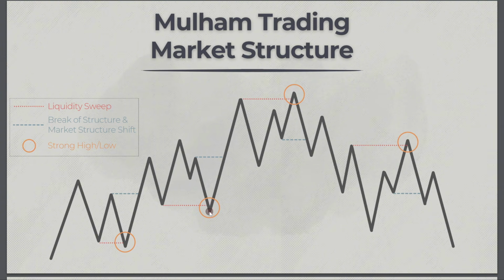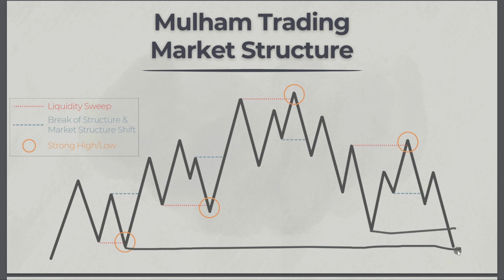And also we have a closure below this. So there's already a violation of our strong low that we had before. So that's already the main change in state of delivery or the main market structure shift. Now take a look at this. We have this one and we have a creation of two strong highs. That's where we know that, okay, we are changing the direction for real. And then price create this strong high, followed by this breakout structure, targeting this low and all of those lows.